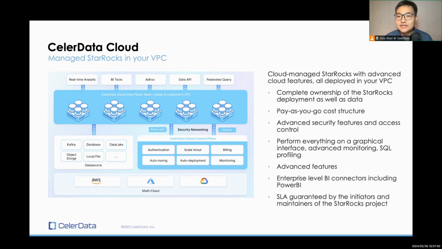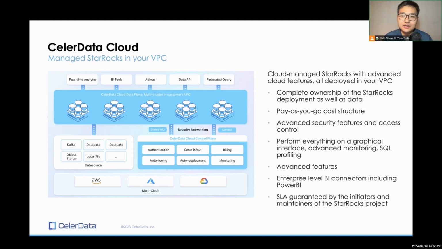It also has advanced security and access control features such as SSL connection, as well as column and row masking policy for RBAC. And CelerData Cloud lets you perform everything that you would normally do on StarRocks, but with a graphical interface. It also has advanced monitoring and a dedicated SQL profiling designed for StarRocks.